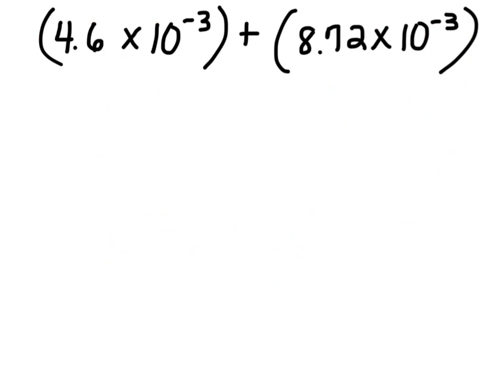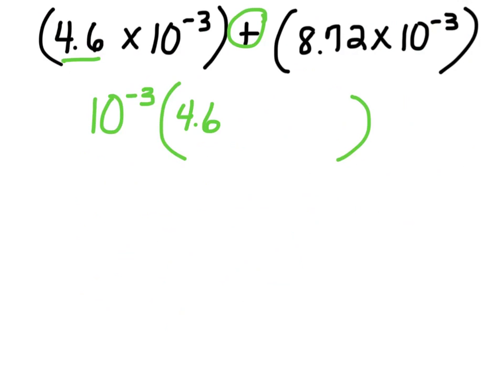All right, let's try another one. Now, if you look at this, I'm doing 4.6 times 10 to the negative 3 plus 8.72 times 10 to the negative 3. So these both have the 10 to the negative 3. They're both timesing by 10 to the negative 3. So I'm going to rewrite that with the distributive property. 10 to the negative third, I'm timesing both things by that. So I can take my 4.6, and then it says plus my 8.72.